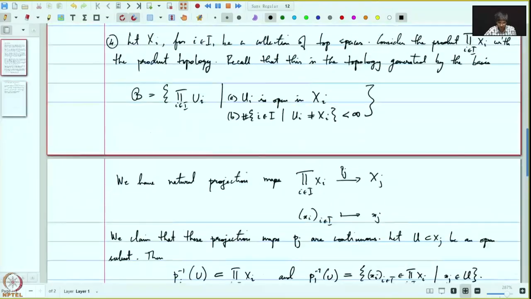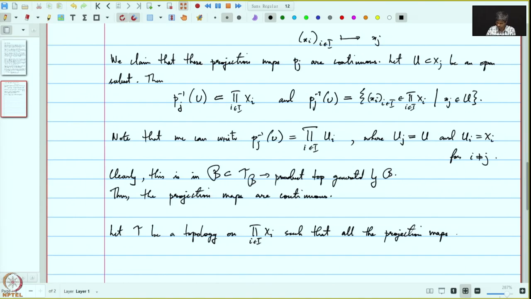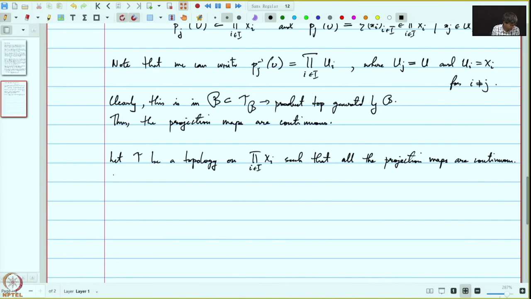Now similar to the earlier example, let us show the following. Let tau be a topology on this product of X_i's such that all the projection maps are continuous. Then we claim that tau contains the product topology. So let's denote the product topology by tau sub p, or tau prod.